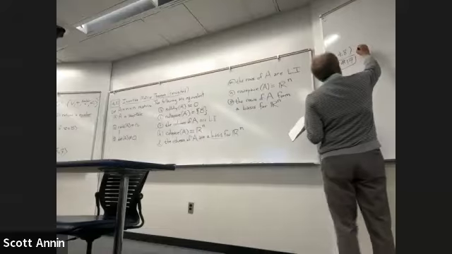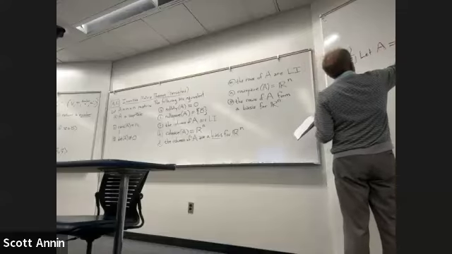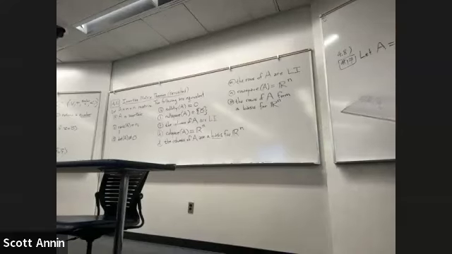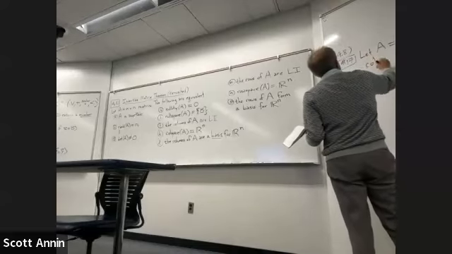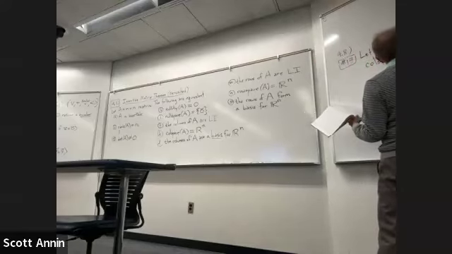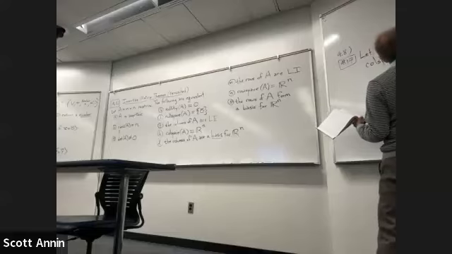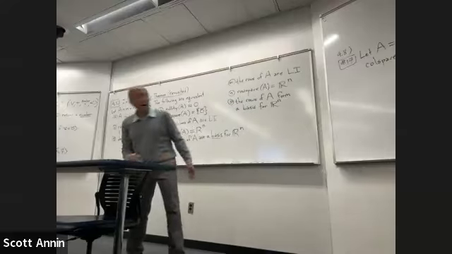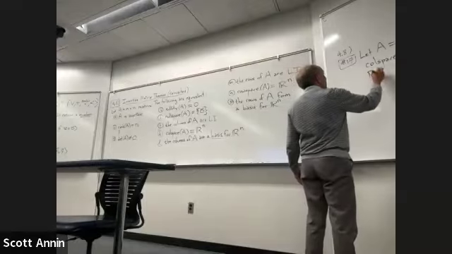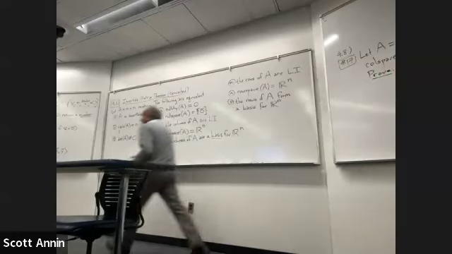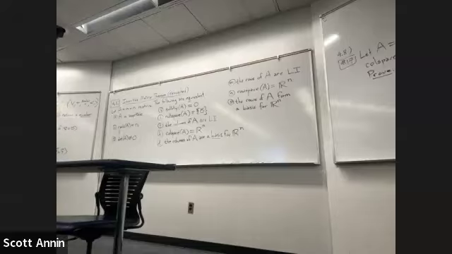Okay, so 17 says, let A be an m by n matrix with the column space of A equal to the null space of A. And then they are asking us to prove that m equals n. Right, so that's going to be the trick here.